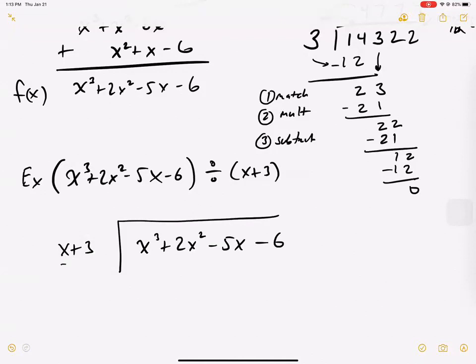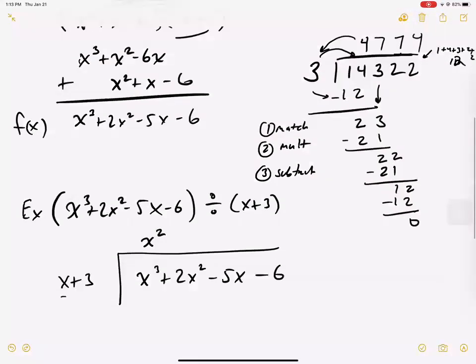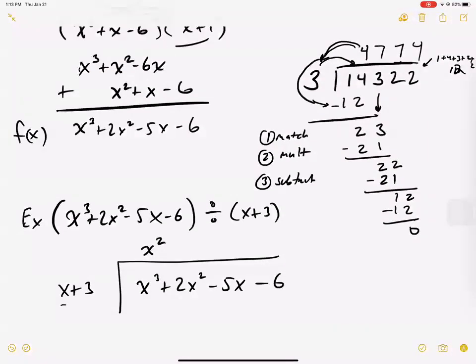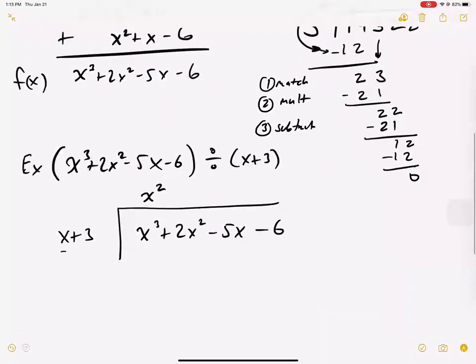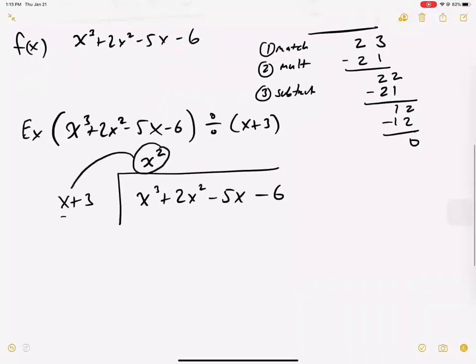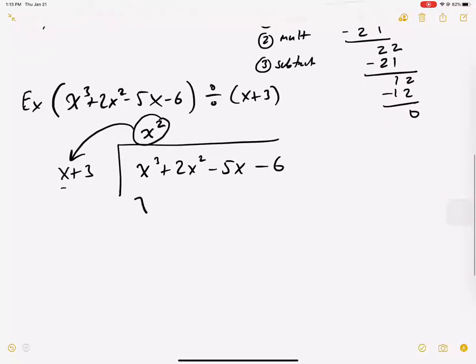So what could I multiply x by to get x cubed? I need x squared. Okay, we're going to try to match it. So the way I match from x to become x cubed, I need 2 more x's, x squared. So the first step is to match. Second step was we multiply down, right? To get to that next level, we multiply down. So let's multiply down. X squared times x becomes x cubed.